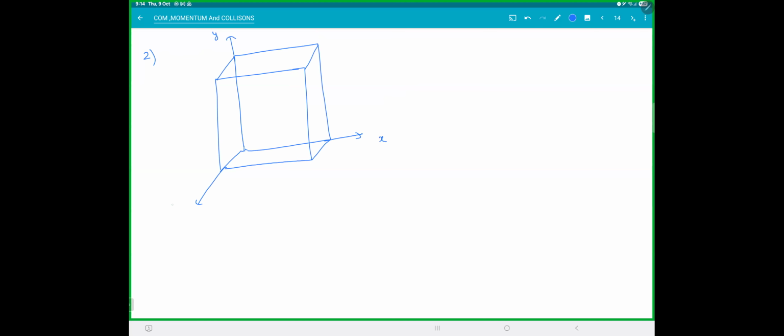This is x, y, z. This is a cube of side a. We have a particle here, m, which is a midpoint of this side. We have a particle here, 2m. We have a particle here, 3m. This is the face center. And we have one particle here, 4m. That is also the midpoint of the side. Find the center of mass of this system.